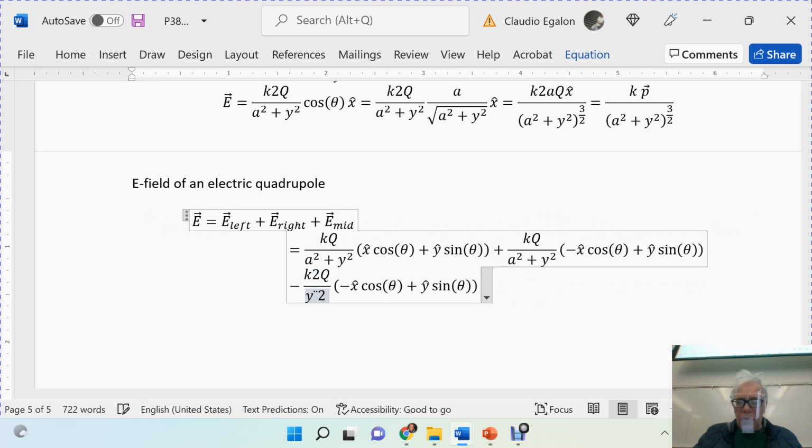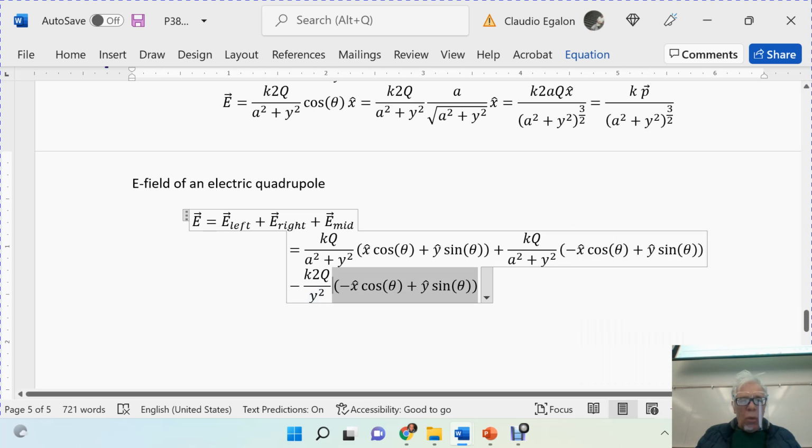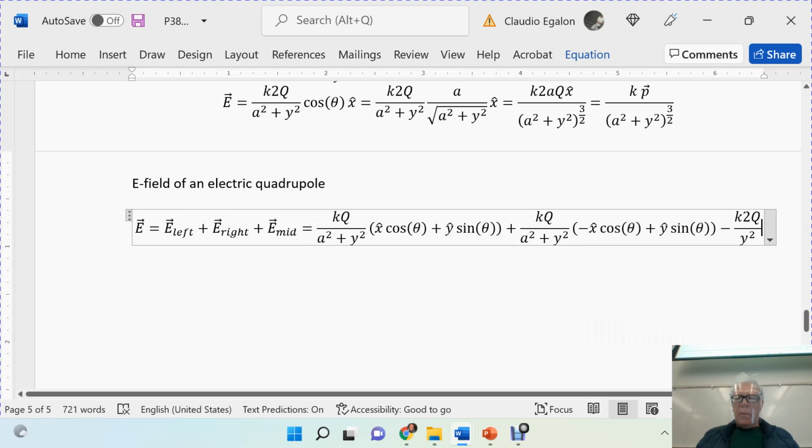squared. Okay, now we got it. And there is no term like that. Oh, don't forget the y hat.